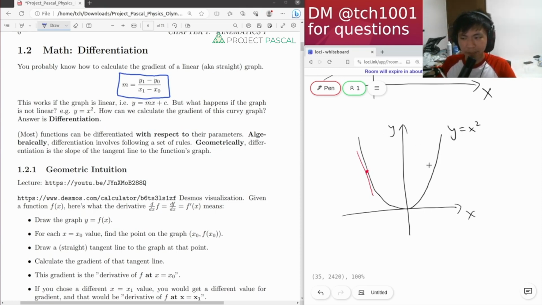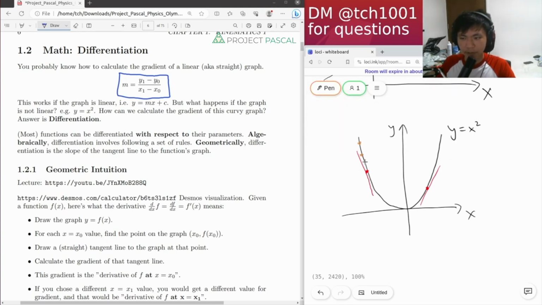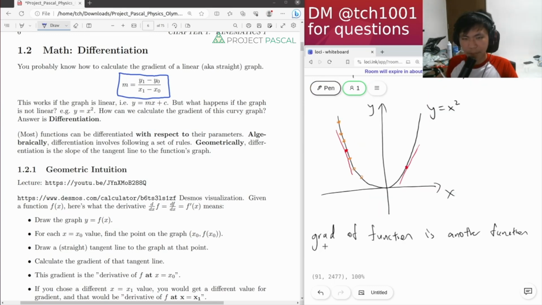Now we can see that if we pick a different point on the graph, the tangent line will have a different slope, and this means that there isn't a single number that can describe the gradient of y equals x squared. Instead, for every single point along the graph, for every single x coordinate on the graph, we actually need to specify a real number. And that means if I give you a certain function, let's say y equals x squared, and I calculate the gradient of that function, it will actually be another function, which in this case, if we calculate it out, will be y equals 2x.